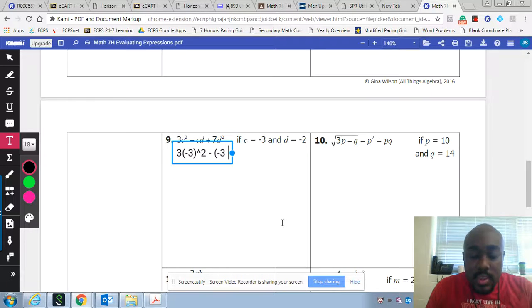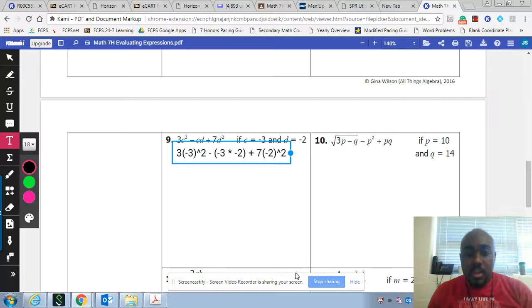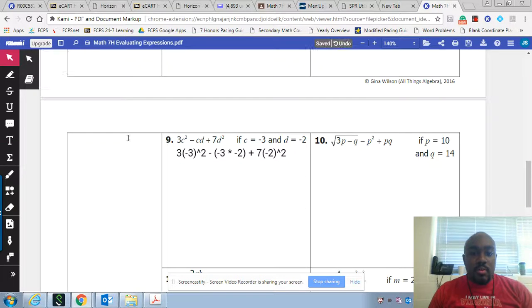And d is negative 2. Okay? So then it says plus 7 times d squared. Well, 7 times d squared. D is negative 2, and we're raising that to the second power. Okay? So this is what you should have right here. We substituted in all of our values.